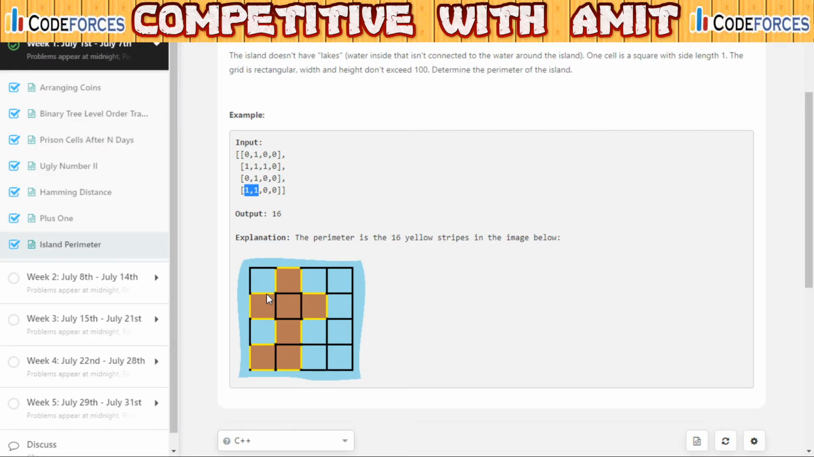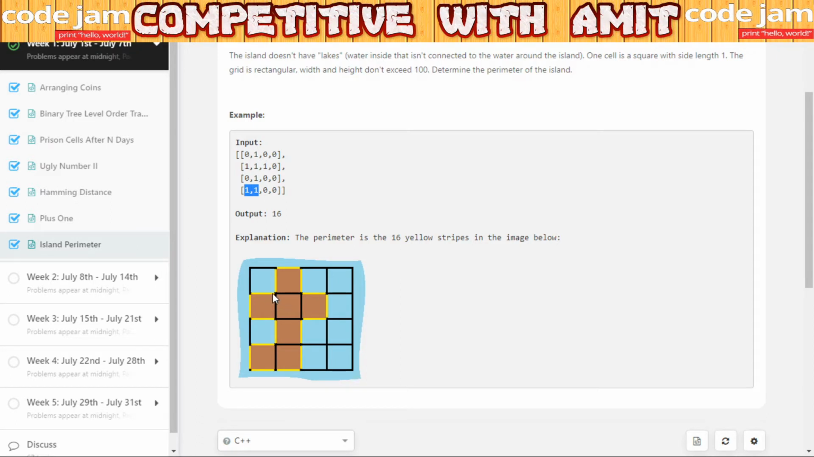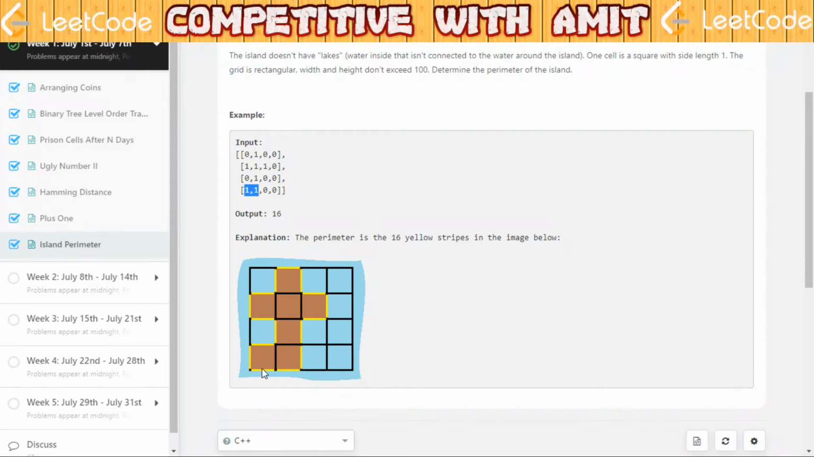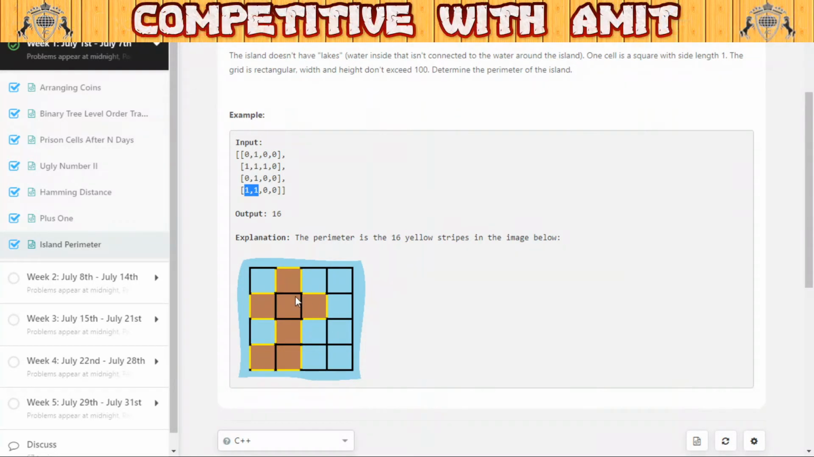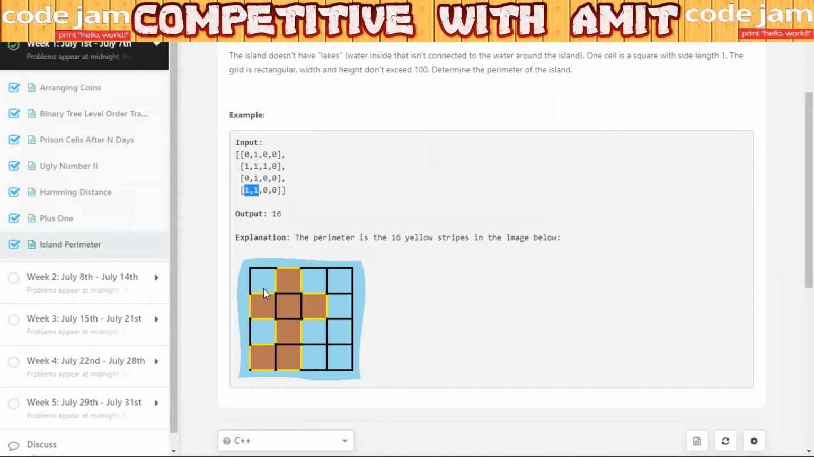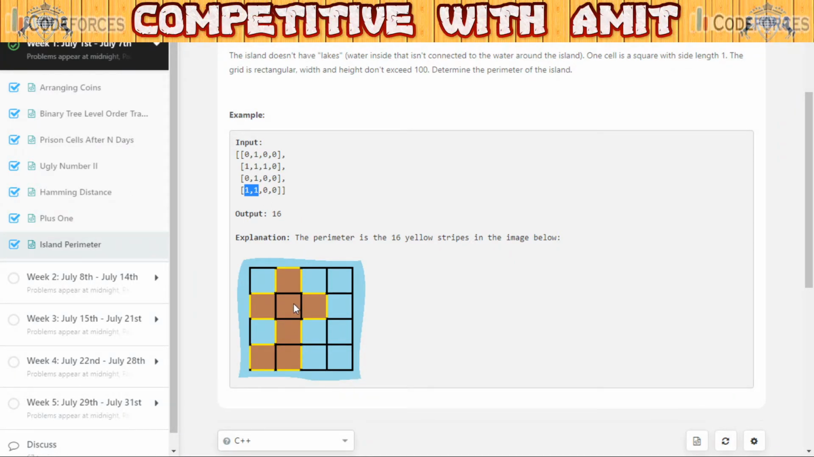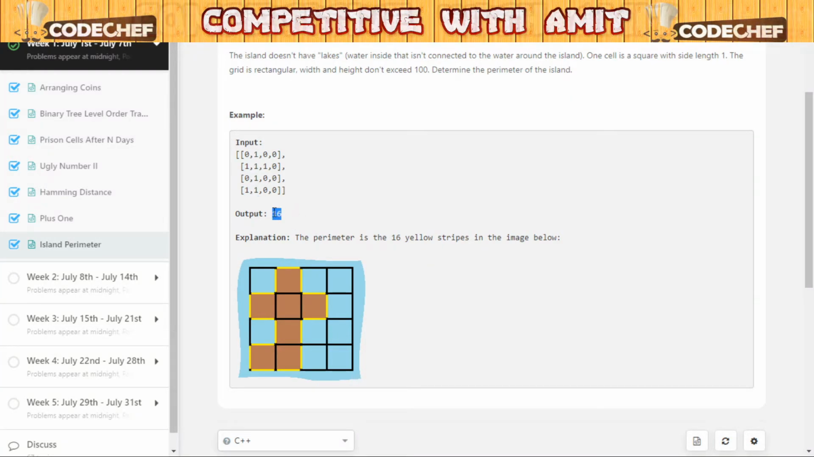A perimeter is a thing which covers your full shape. So if we want to cover the shape, we go from here and down, then right, then left, and like this we cover the whole island. Now we have to count how many segments are required to make a perimeter. This is the first segment, second, third, 4, 5, 6, 7, 8, 9, 10, 11, 12, 13, 14, 15, 16. So 16 segments are required to make this island perimeter. So we will consider our answer equal to 16.